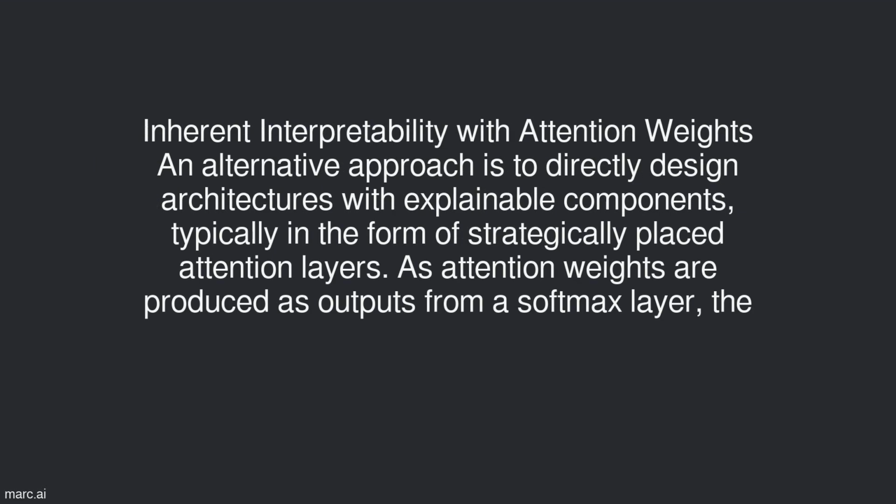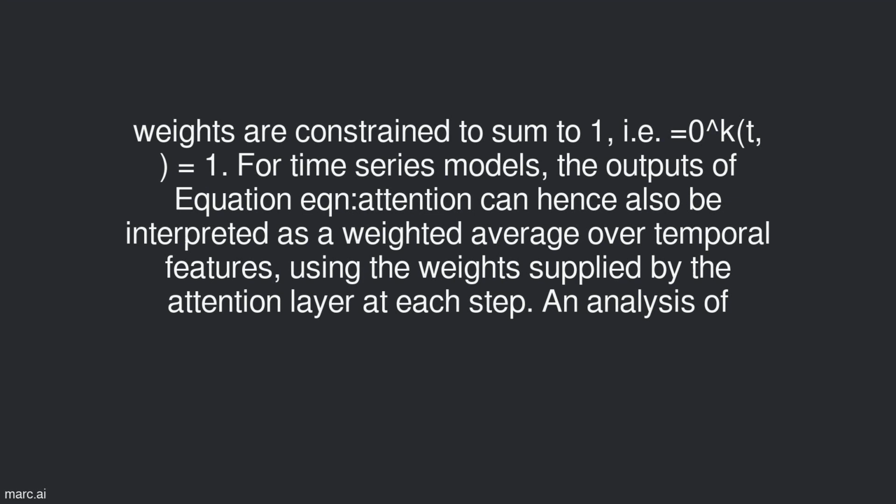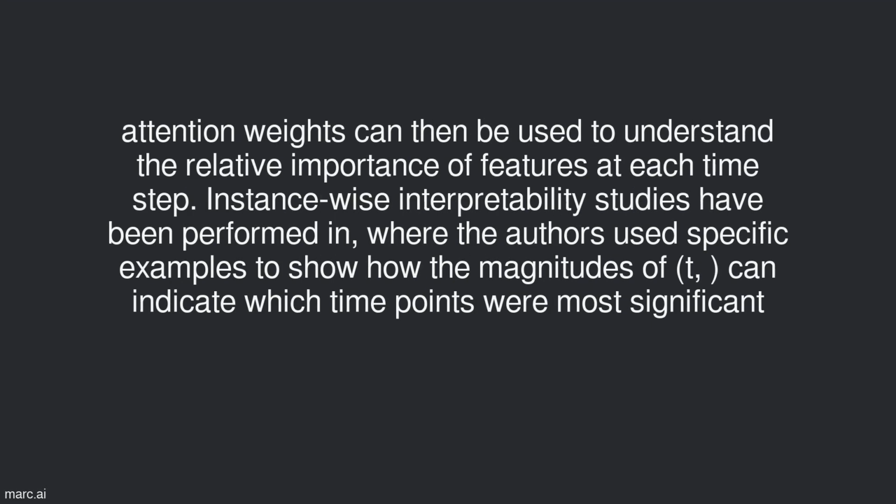Inherent interpretability with attention weights. An alternative approach is to directly design architectures with explainable components, typically in the form of strategically placed attention layers. As attention weights are produced as outputs from a softmax layer, the weights are constrained to sum to 1, i.e. the sum over k of α(k) equals 1. For time series models, the outputs of equation EQN, attention can hence also be interpreted as a weighted average over temporal features, using the weights supplied by the attention layer at each step. An analysis of attention weights can then be used to understand the relative importance of features at each time step.